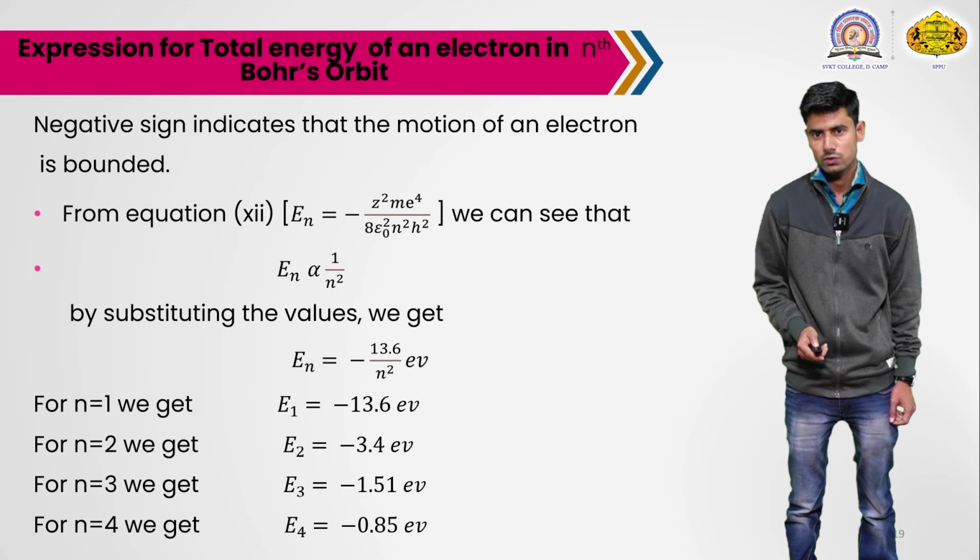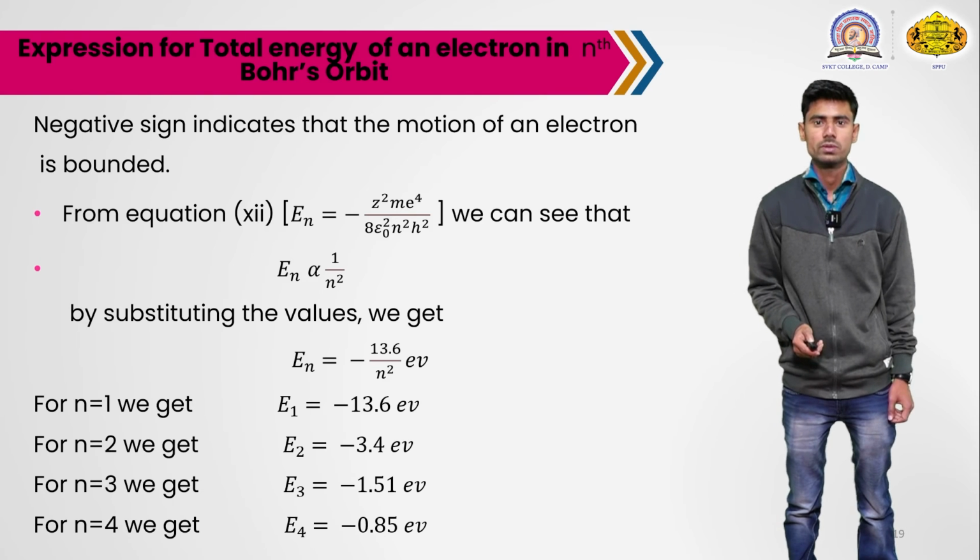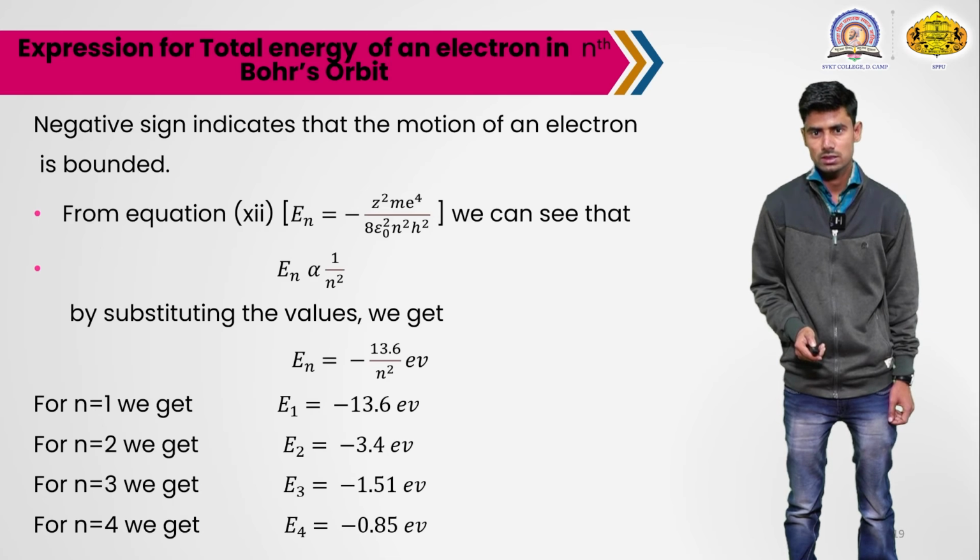The conventional or SI unit for energy is the joule. You can convert joule into electron volt by dividing by the charge. So 1 joule equals 1 divided by 1.6 into 10 raised to minus 19 electron volt. Here we have converted the total energy of the electron into electron volt, and you get a simplified formula for the energy of the electron in the nth Bohr orbit: En equals minus 13.6 by n square electron volt.